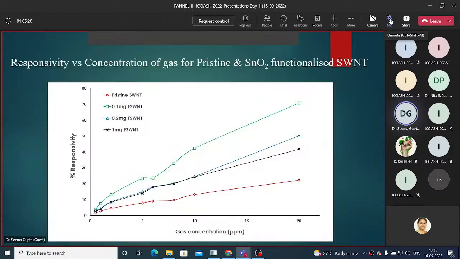This is the graph of gas concentration variation and percentage responsivity. You can see the red line is for the pristine, which is the bottom line, the minimum, and then we have the best increase for the 0.1 milligram functionalized SWNT, and the response for 0.2 and 1 milligram is lesser than that. From this onwards, our results will be discussed by my co-author, Dr. Seema Gupta.